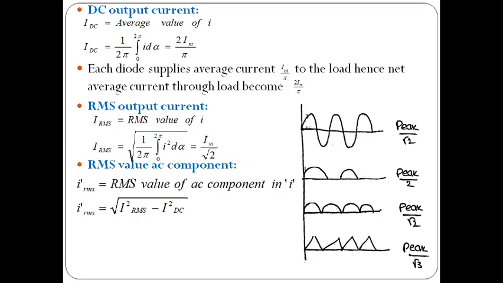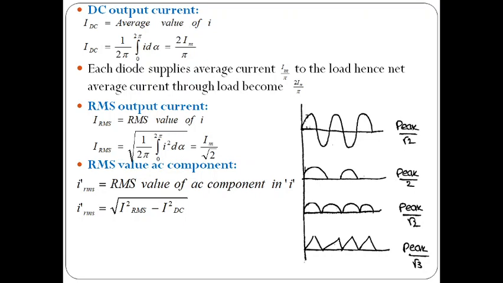So each diode supplies average current Im by π to the load, hence the net average current through the load becomes 2Im by π. Similarly, the RMS output current, by substituting the values, you will get Im by root 2, and the RMS value of the AC component in the output is I dash RMS, which is the square root of I square RMS minus I square DC.